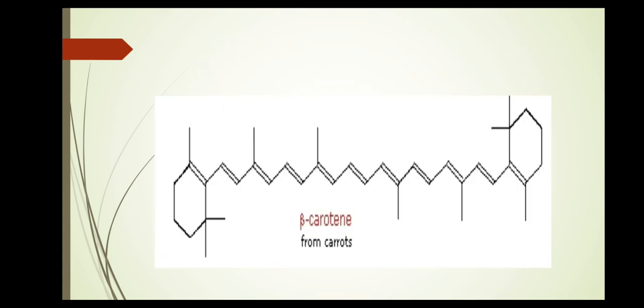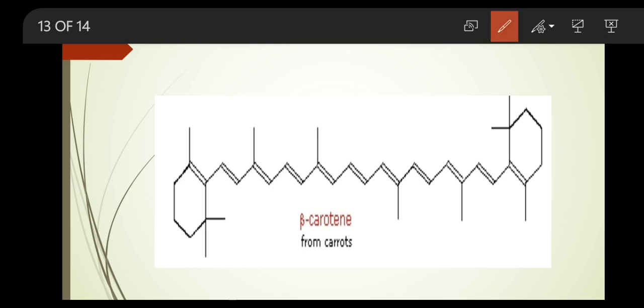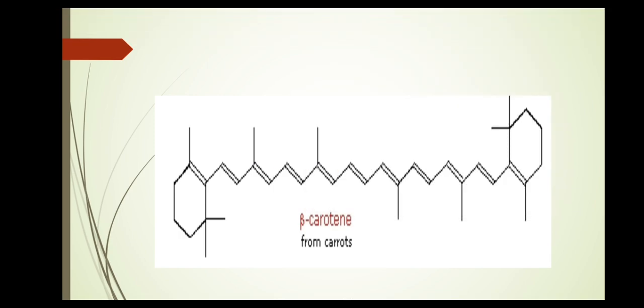And this is beta carotene, which is responsible for the red or orange color of carrots. Beta carotene also has extensive conjugation. We can see the extensive conjugation here, double bond, double bond, double bond, and each double bond is separated by single bonds. So beta carotene is responsible for the color of carrots, and because of this extended conjugation, it is able to absorb visible light. So in this way we can discuss how conjugation affects the absorption wavelength.